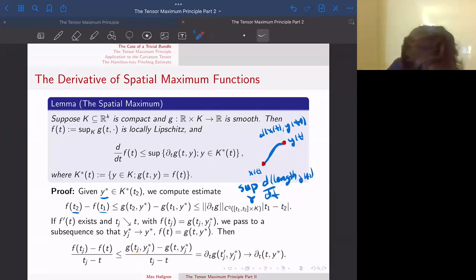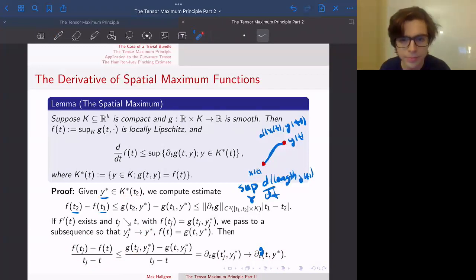Okay, and here's a typo. So this should be g. Okay, so in particular, we get that this difference quotient is bounded by this. As I mentioned, y star is actually in the set K star of t. Okay, so that's pretty much all I wanted to say about this. Are there any questions?